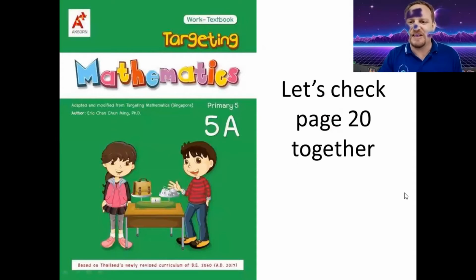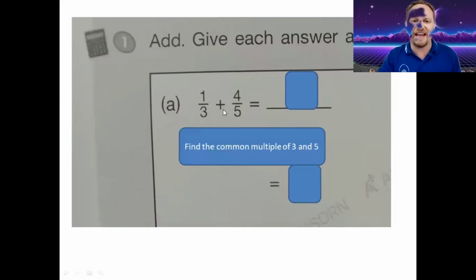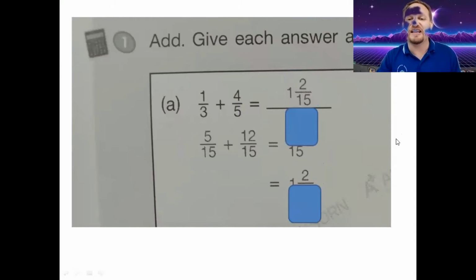Okay, let's go to page 20. I'll try and go fairly quickly. Okay, question A was 1 over 3 plus 4 over 5. Okay, and the answer was 1 and 2 over 15. We found the common multiple of 15, didn't we? Okay.